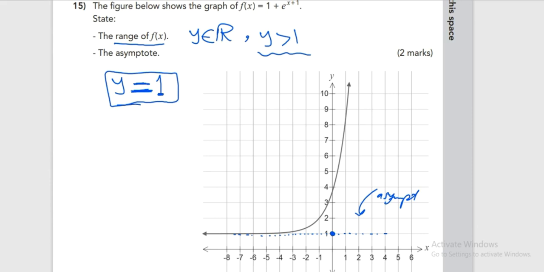But here the range is a range of values, similar to domain. It's an interval or range of values. So we'll use symbols bigger than or less than.